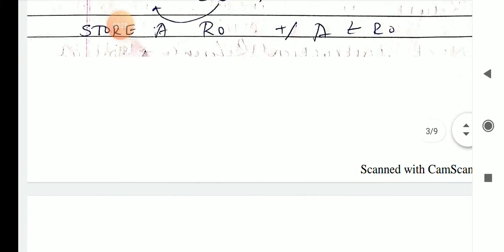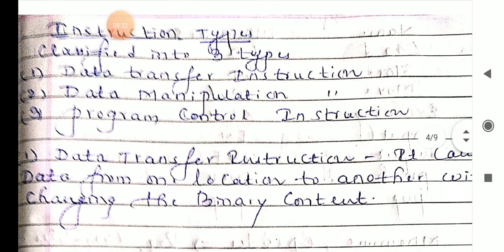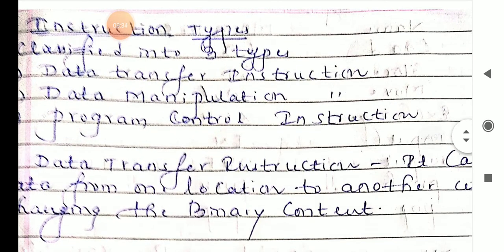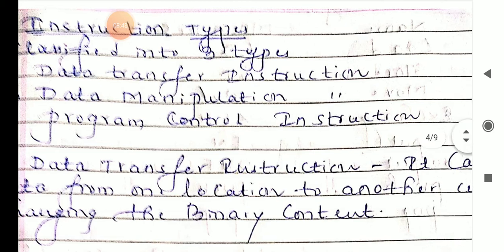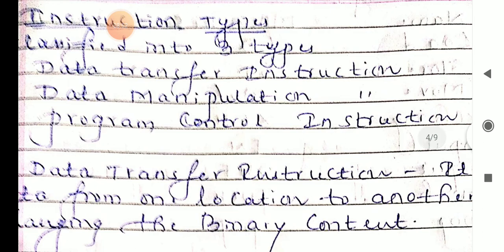Next we will move on to the instruction types. What are the instruction types? They are mainly classified into three types. First is the data transfer instruction. Second is the data manipulation instruction. And third is the program control instruction. These are the three types of instructions which you are going to use.